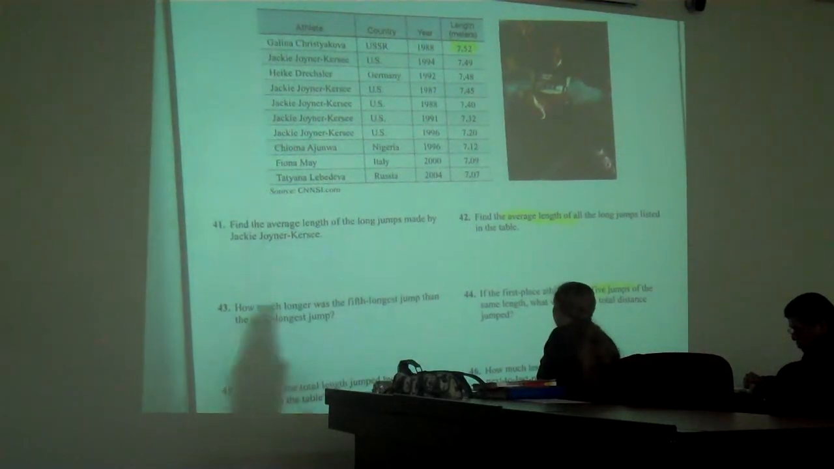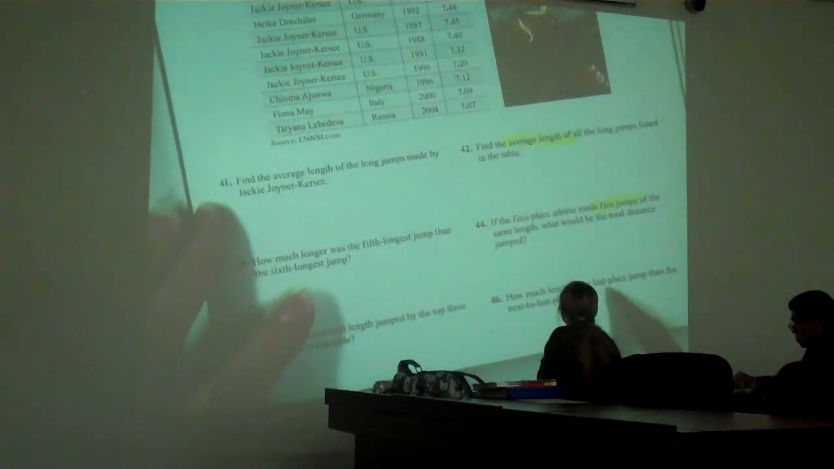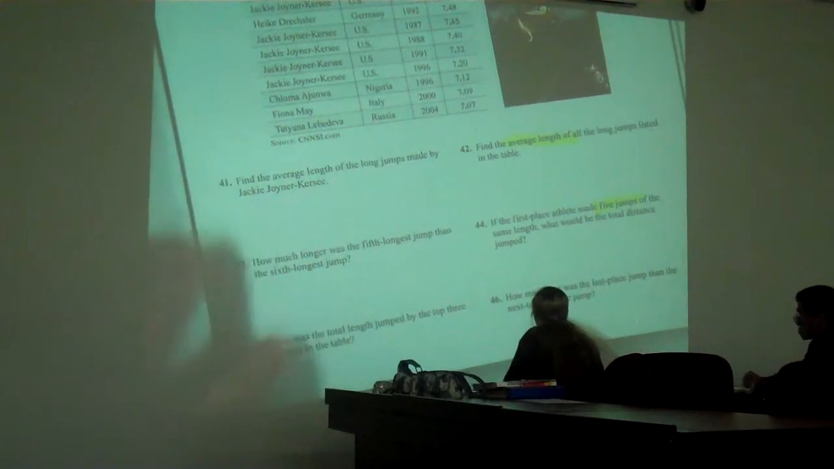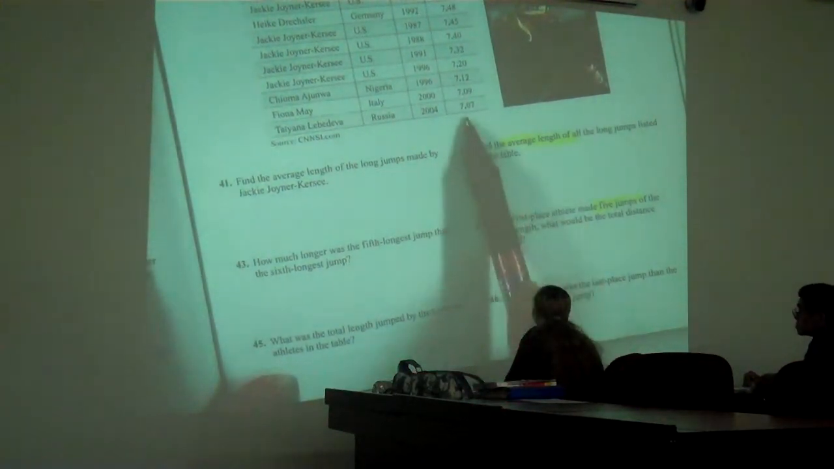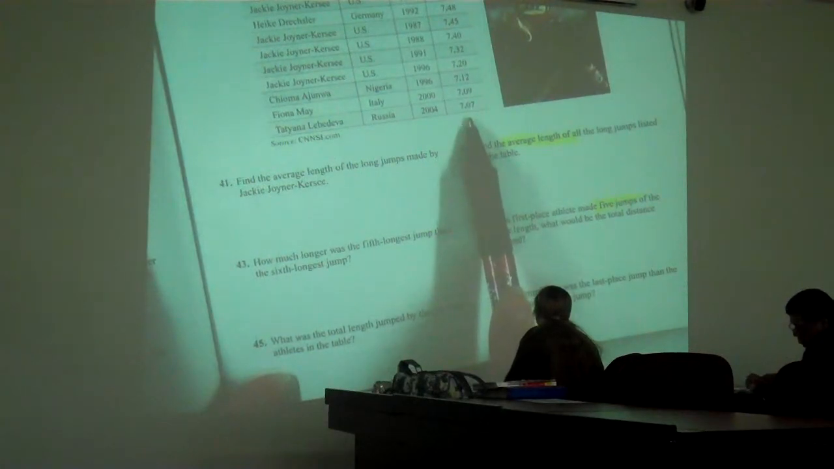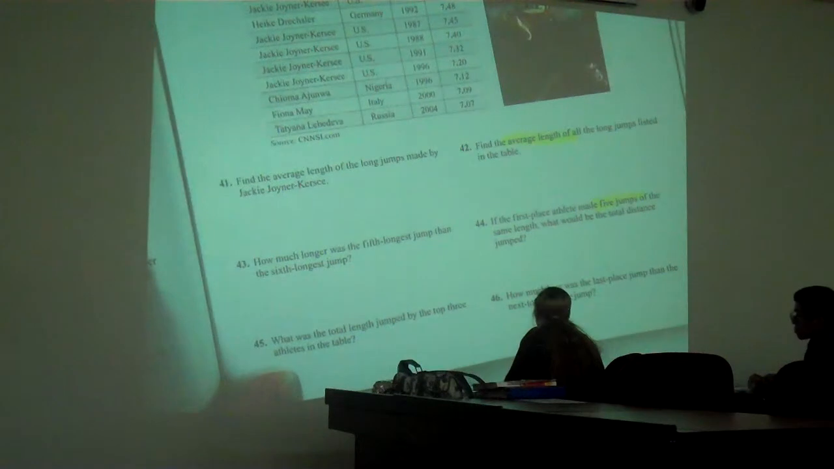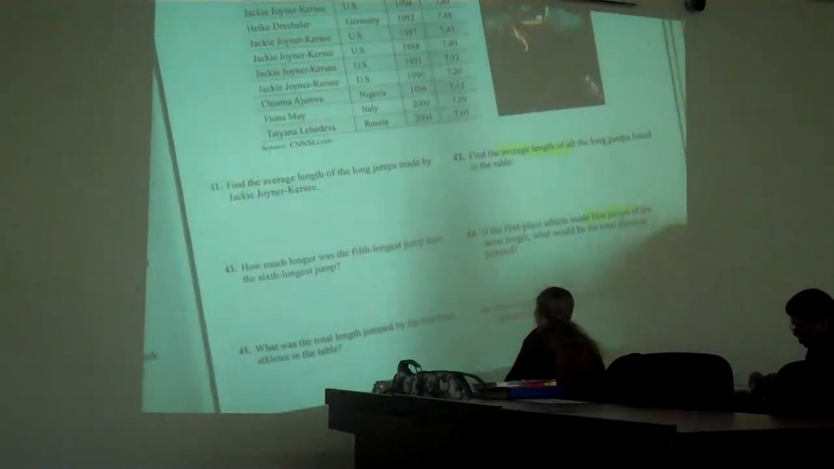And 46 says, how much less was the last place jump than the next to last? Which one is the last place? 7.07. The next to last? 7.09. So you just have to subtract them to see how much less it was. Just 0.02.